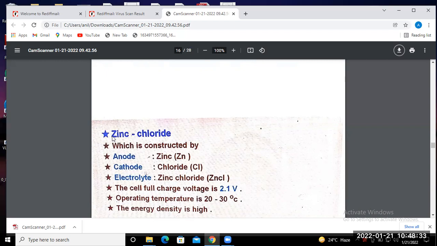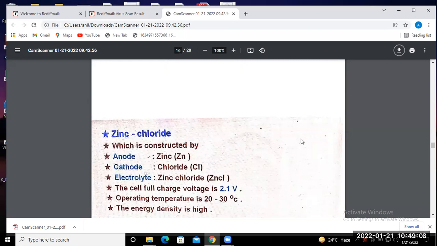The cell full charge voltage is up to approximately 2.1 volts, and the operating temperature ranges from 20 to 30 degrees Celsius. The energy density of the zinc chloride battery is high. So these are the materials for the zinc chloride battery. That means we have to use zinc for the anode terminal and chloride for the cathode.